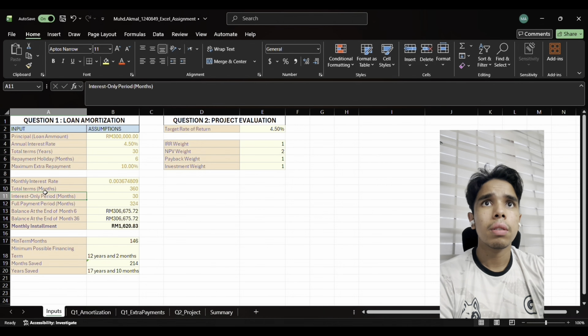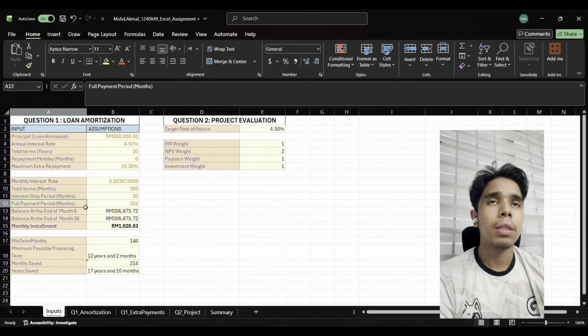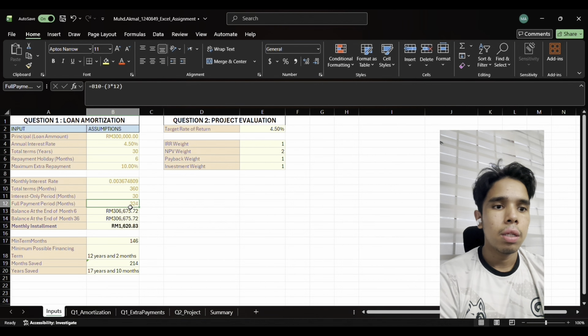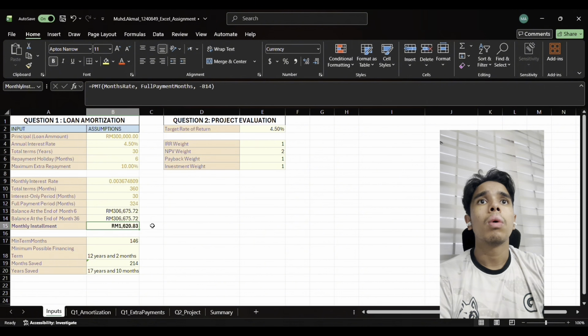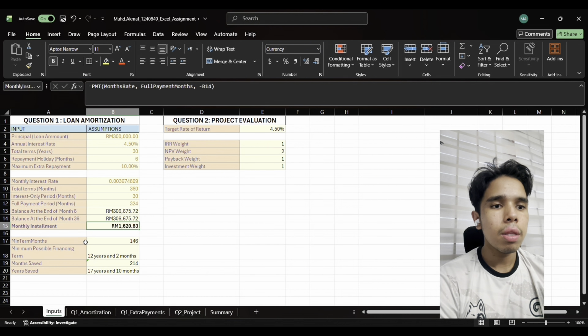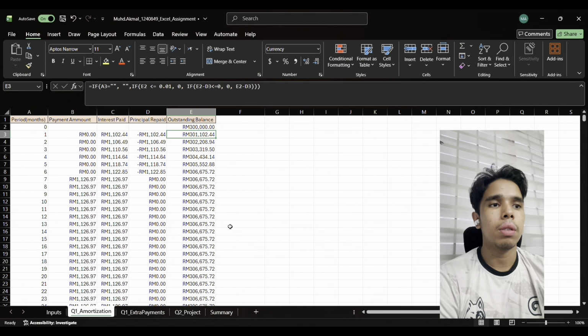For the total terms, we get the total term multiplied by 12. Interest only, full payment period, 300 to 4 months. And the balance at month 6 after the repayment holiday, and the monthly installment calculated using the PMT function. For the monthly installment, we get 1,620.80.